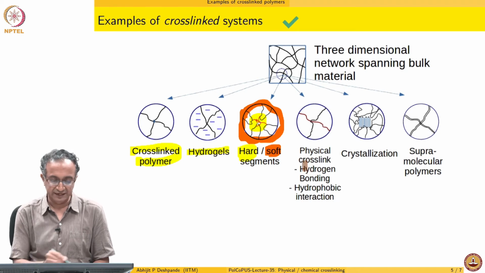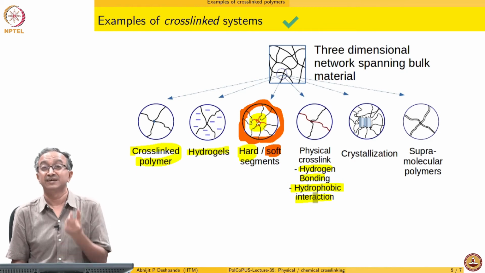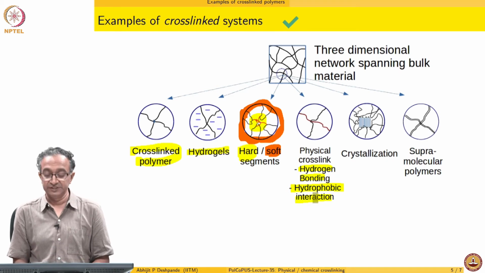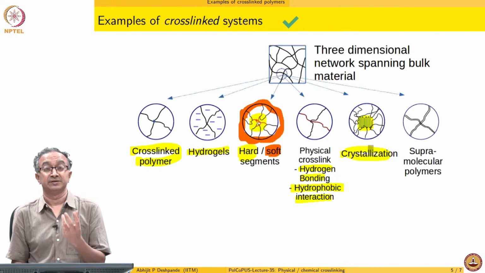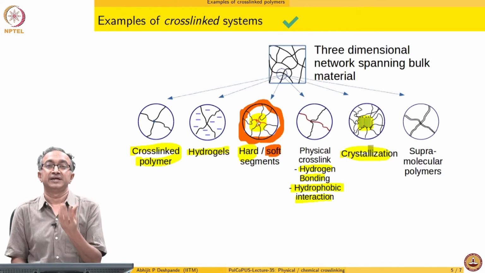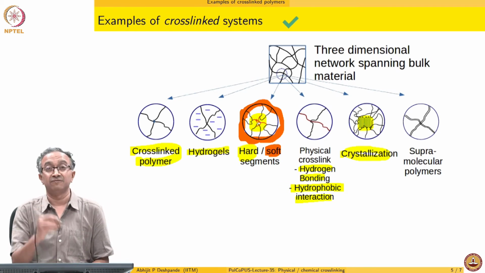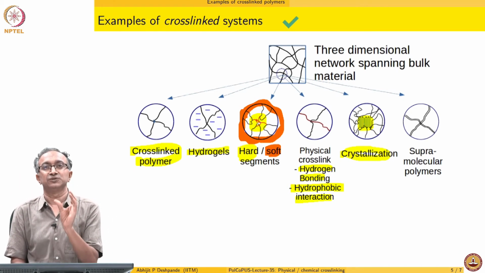We could also have, as I mentioned, hydrogen bonding or maybe hydrophobic interactions as the specific sticking points between different macromolecules, inducing physical crosslinks. Crystals could also form a crosslink. So if we have flexible chains in the rubbery state, but there are crystalline portions, then we know that each and every lamella will have chains sticking out of it. So basically different flexible chains are bonded together through this crystalline portion.